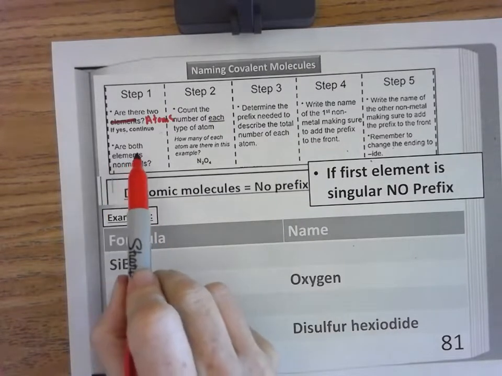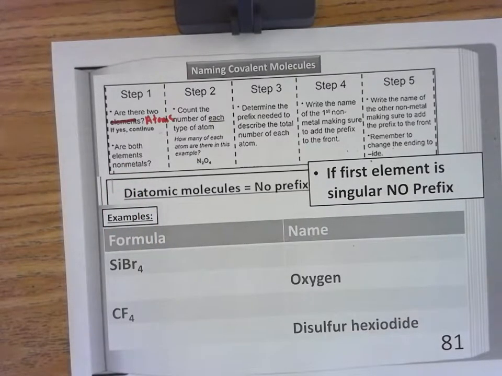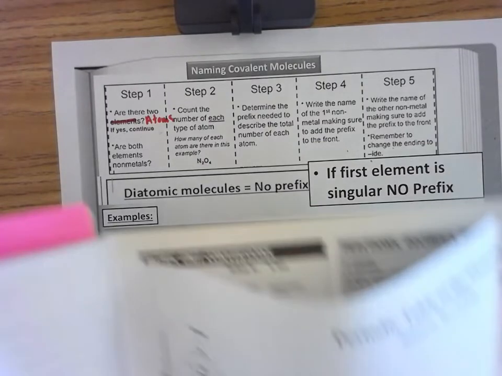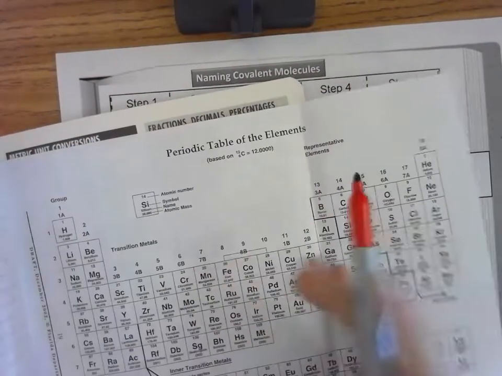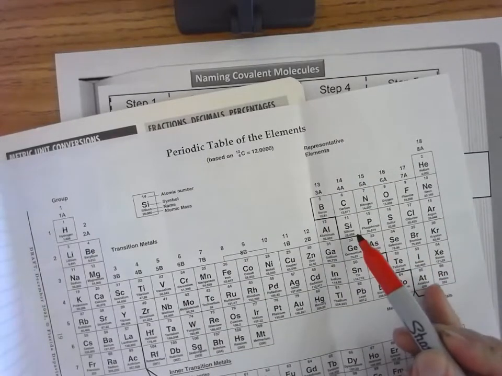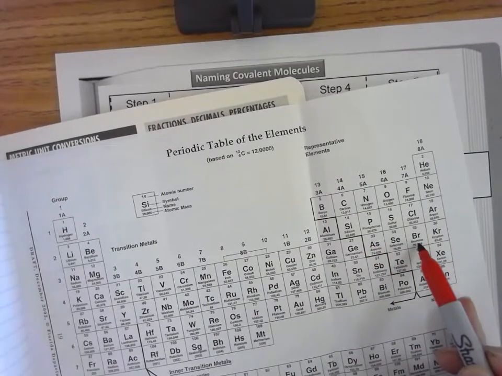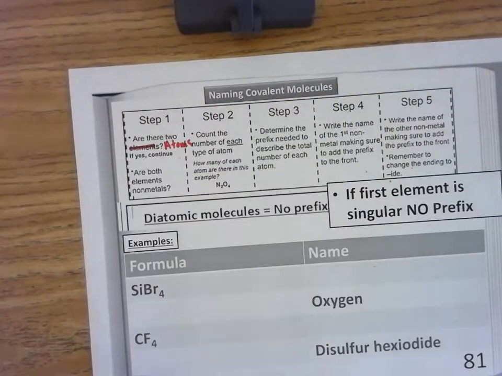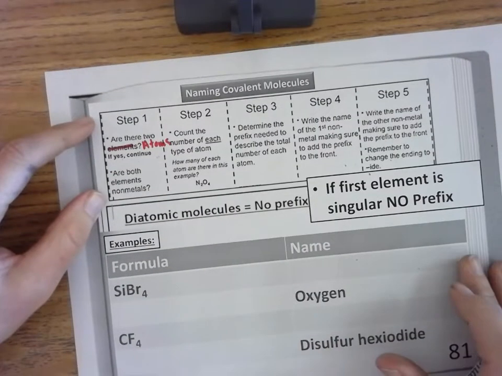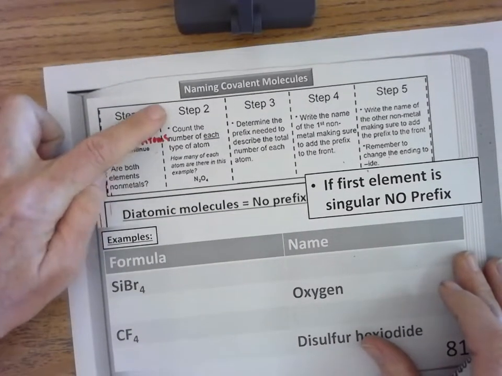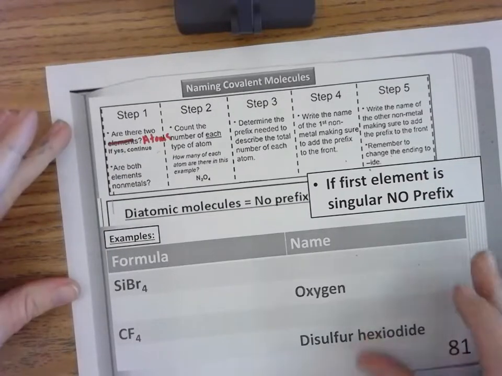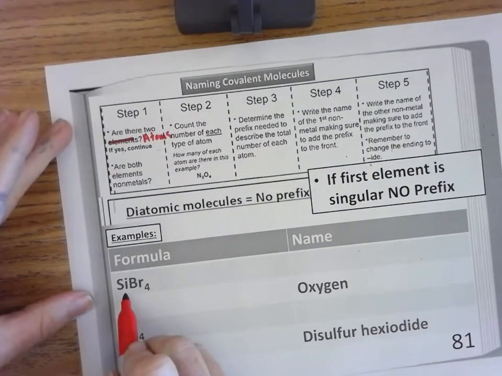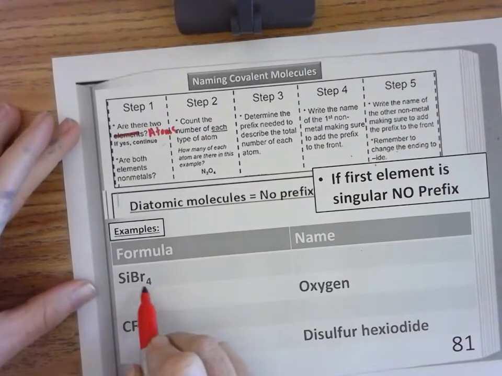Are both elements non-metals? So I have an Si and I have a Br4. So I'm going to take a look at my periodic table. Si is here, Br is there. Both of them are to the right of the stair-step line, so they are both non-metals. Therefore, I'm going to move on. Count the number of each type of atom. I have 1 Si, and then I have 4 Br.